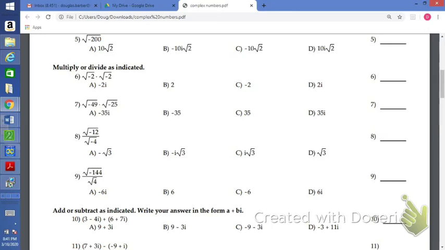Okay, next couple examples, we're going to divide the negative radicals. So we're going to focus on how to handle those. Let's get a blank screen up here.